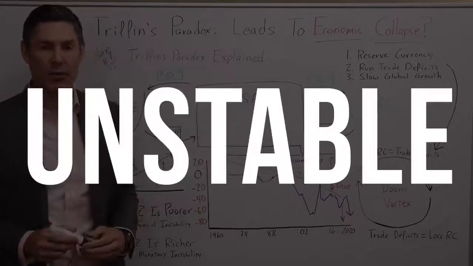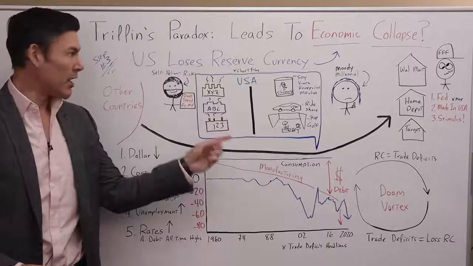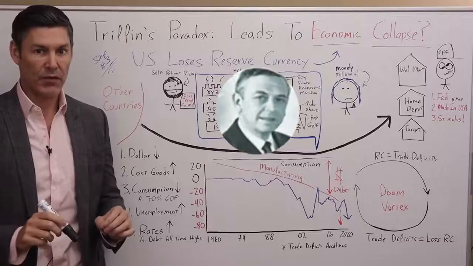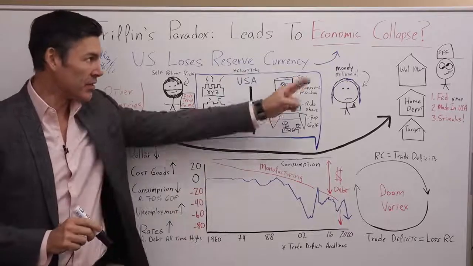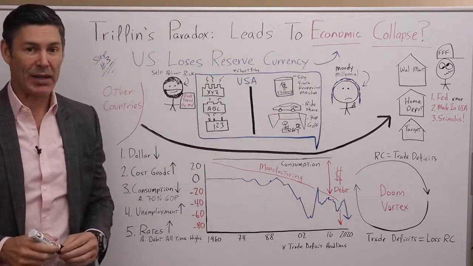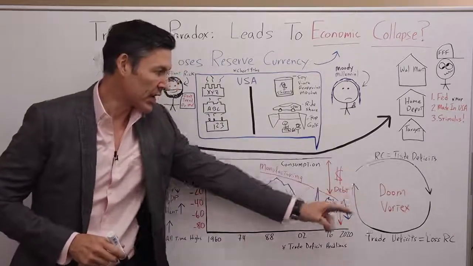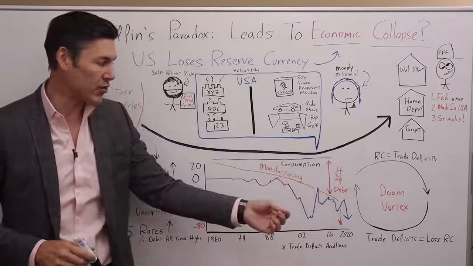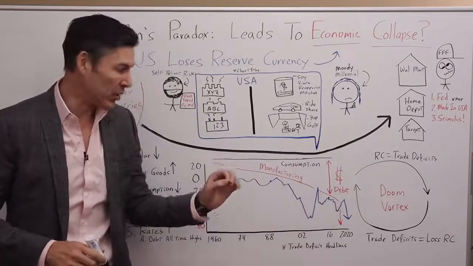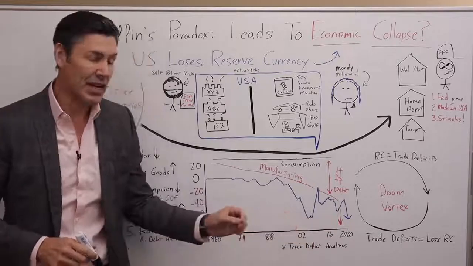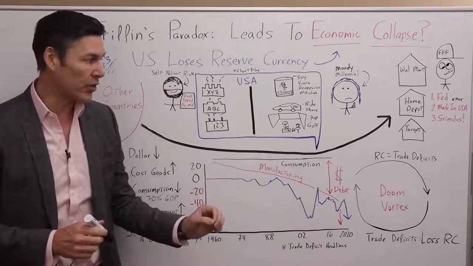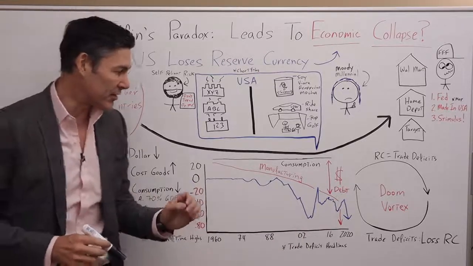Step number 3, if the United States loses the reserve currency status, like Robert Triffin has predicted, does this lead to an economic collapse? We remember the doom vortex from step number 2. That's the reserve currency country has to run these trade deficits, and Triffin believes that the trade deficits in and of themselves bring us closer and closer to losing that reserve currency status.